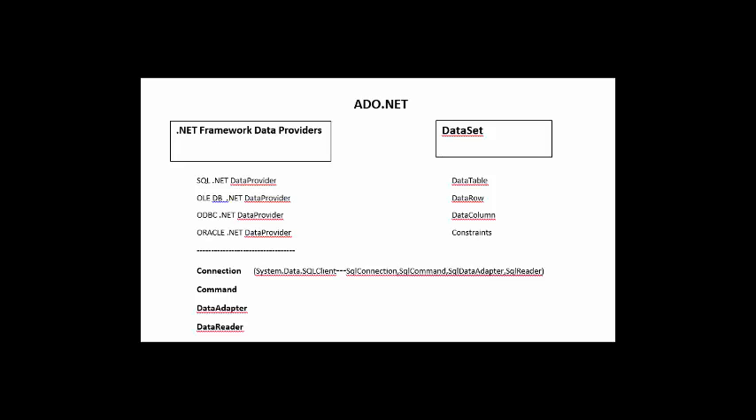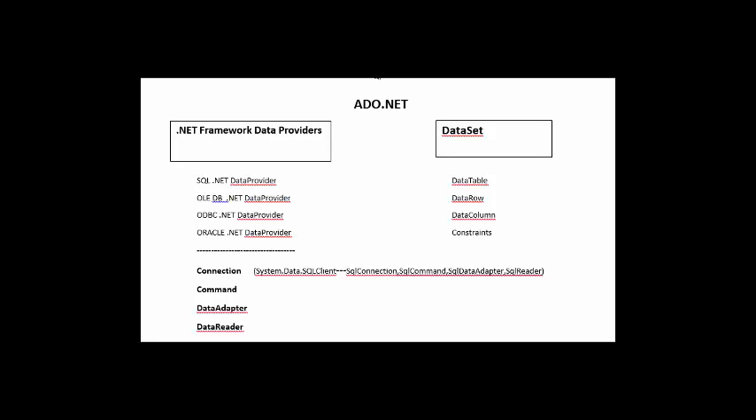ADO.NET is sometimes considered an evolution of ActiveX Data Objects, or ADO. It is a technology, but ADO.NET is much different from ADO. That is, so many differences are included that it can be considered an entirely new product.